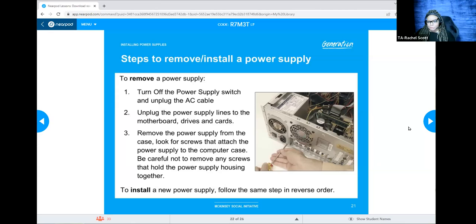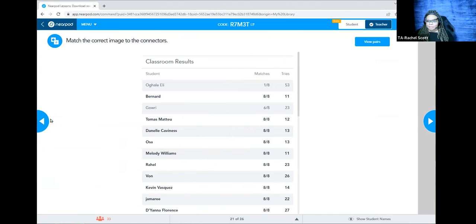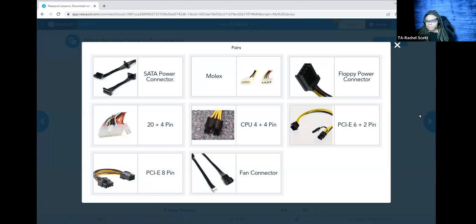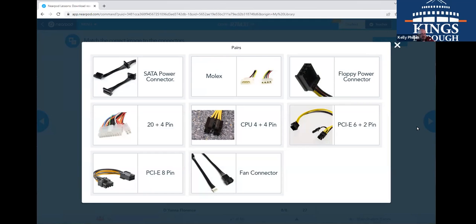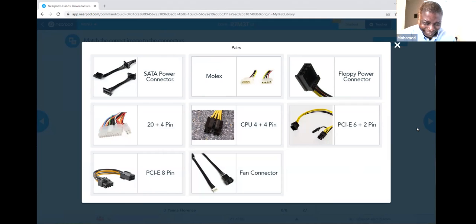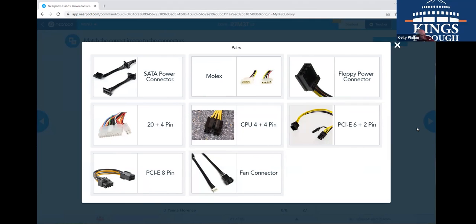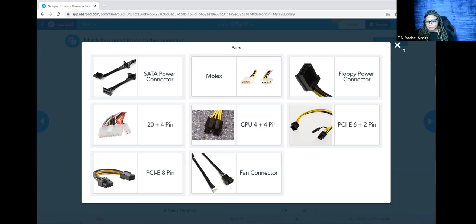Okay, so now steps to remove or install a power supply. Can I go back? Yeah, I'll try to screen check the answer. Mine was wiped out. Don't worry about it. You don't have to redo it. We're just going back for the image. Each time you go, it resets it so that you can try again. Okay, everybody have it now? Thank you. You're welcome.